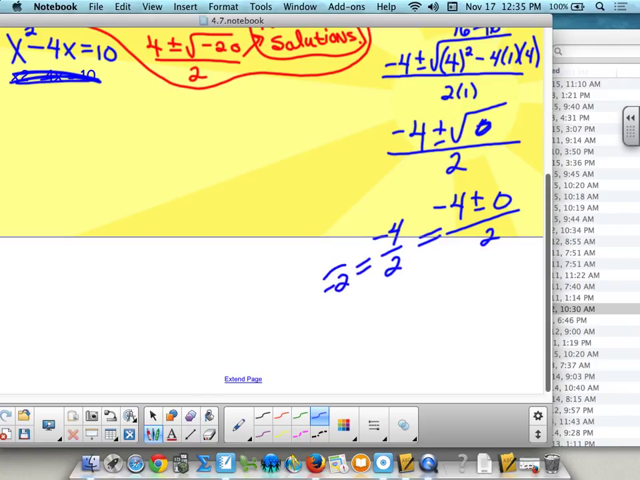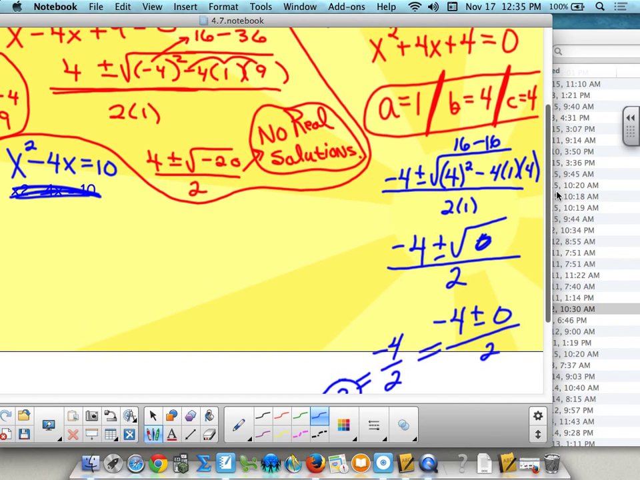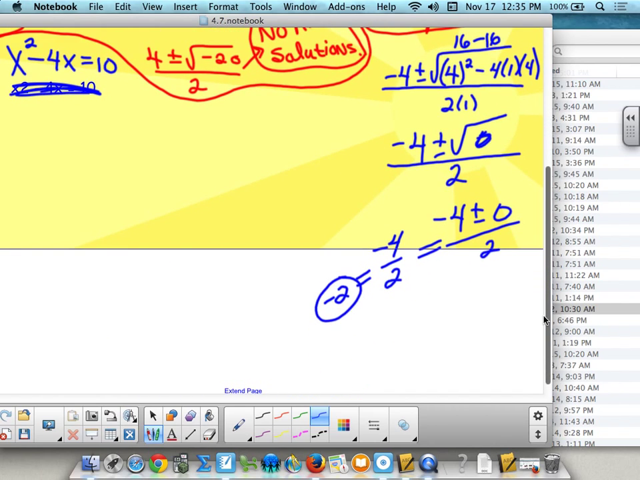Amber said the answer is negative 2, right? So here's the deal. Look at the first one. No answers. No real answers. Look at the second one. How many answers did you get? Just one. One solution to this one. Isn't that weird? It didn't seem like yesterday we always got 2. Yesterday we always got 2. Today we're getting none and 1.